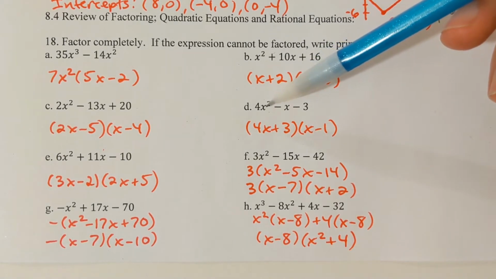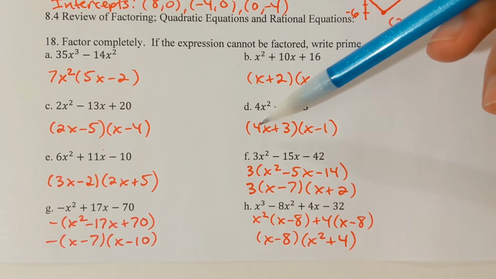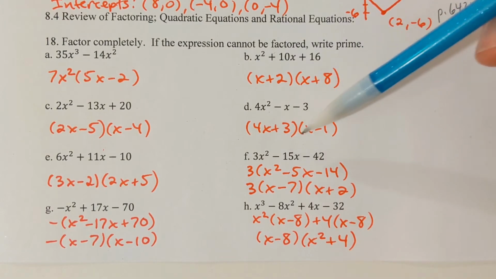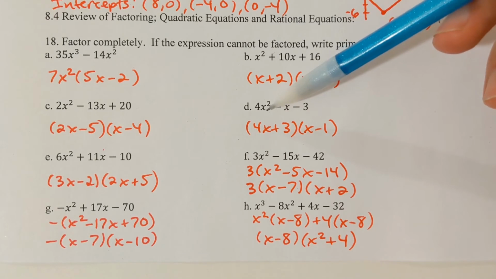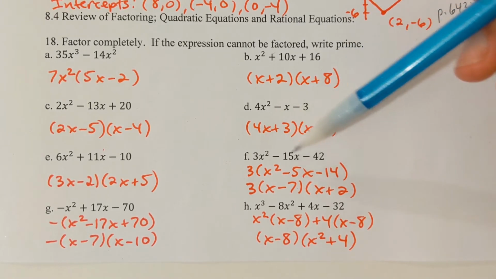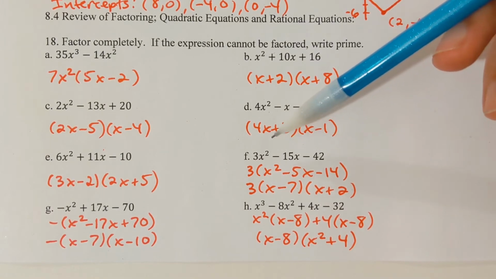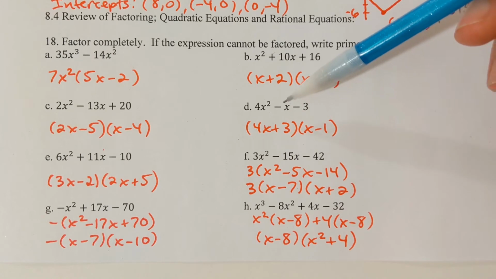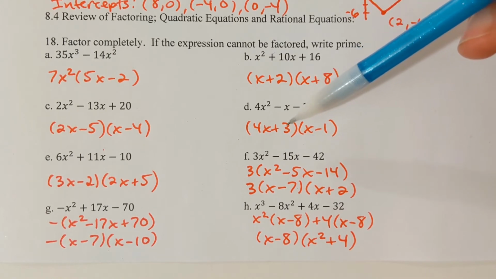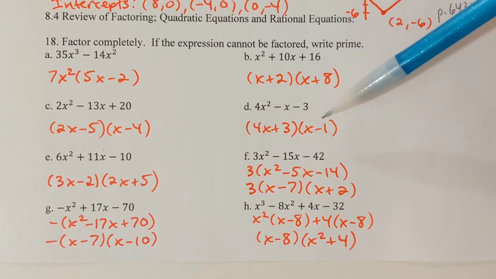4 has factors 1 and 4 or 2 and 2. If we try 4 and 1, then FOIL this back. 4x times x is 4x squared. And then the outer and the inner terms, we have a 4x and a 3x. If I had negative 4x plus 3x, that would give me negative x in the middle. So I'd want to get the signs positioned now. It's going to go plus minus. 3 times negative 1 is negative 3 at the end.